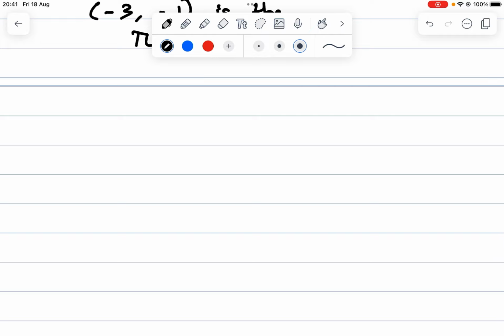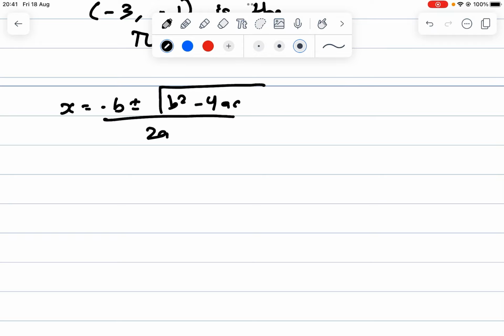The quadratic formula is x equals minus b plus or minus the square root of b squared minus 4ac over 2a, when it's ax squared plus bx plus c. So that's your a, b, and c.